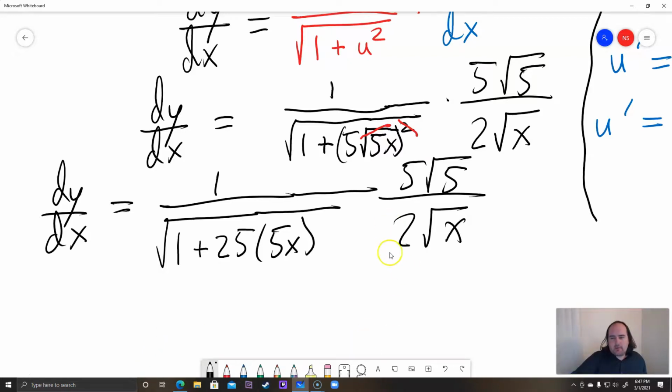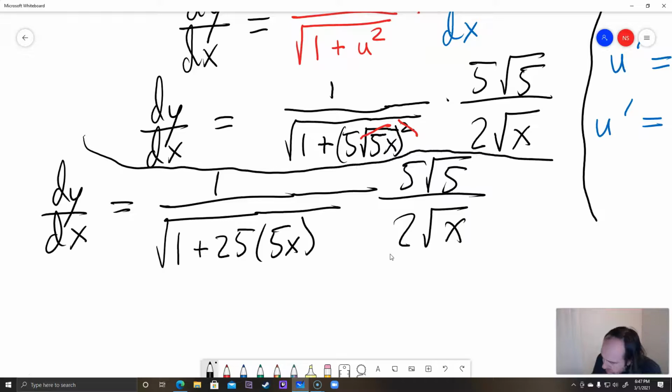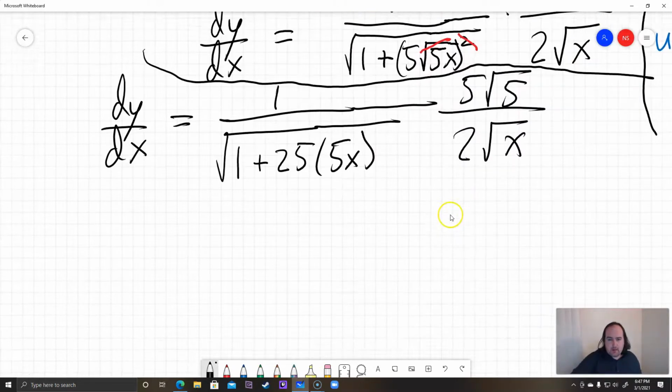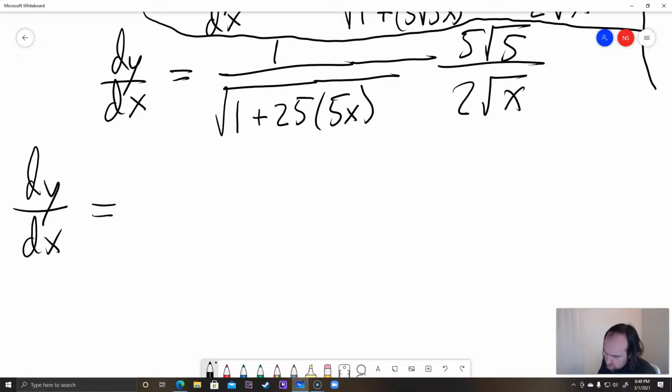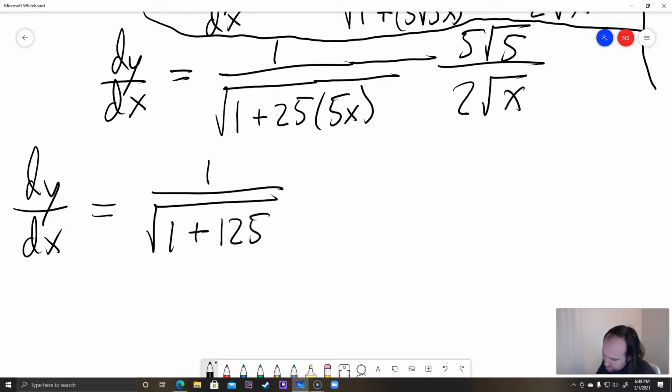Okay, now ironically, probably the hardest part about this problem is just going to be simplifying these radicals at the end to get them to look like they do in my math lab. So what do we do to simplify this? Well, first of all, we know that 25 times 5 is 125x. Okay, so what we got here is dy dx equals 1 over the square root of 1 plus 125x.